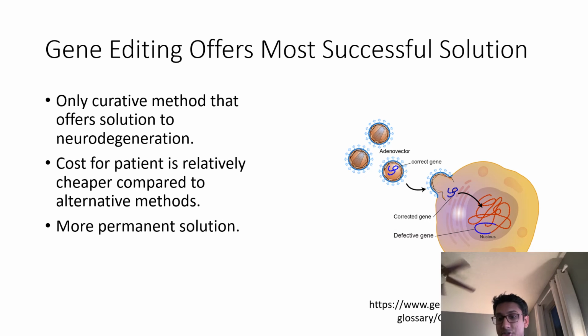So this leads me to gene editing, which is what this project is focusing on. It's the only corrective method that offers a solution to degeneration. The cost for patients is relatively cheaper compared to alternative methods, and it's a more permanent solution. With this in mind, it can be delivered across all age ranges, so it doesn't just seclude out one age range. So let's talk about this further.